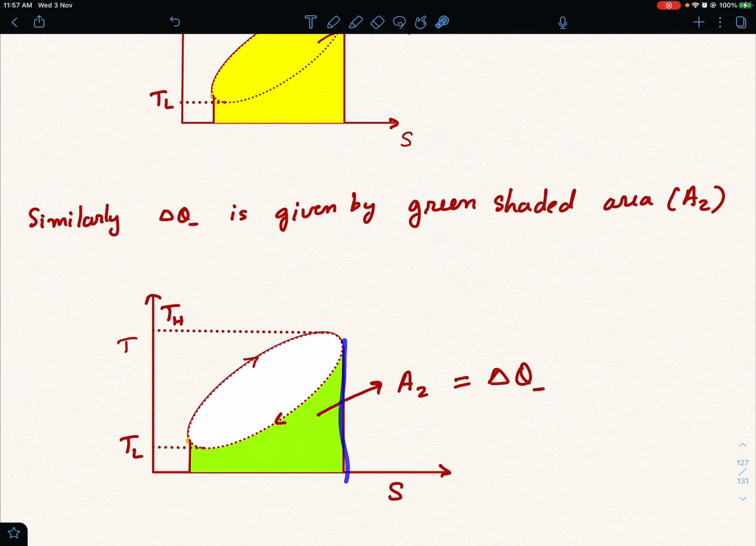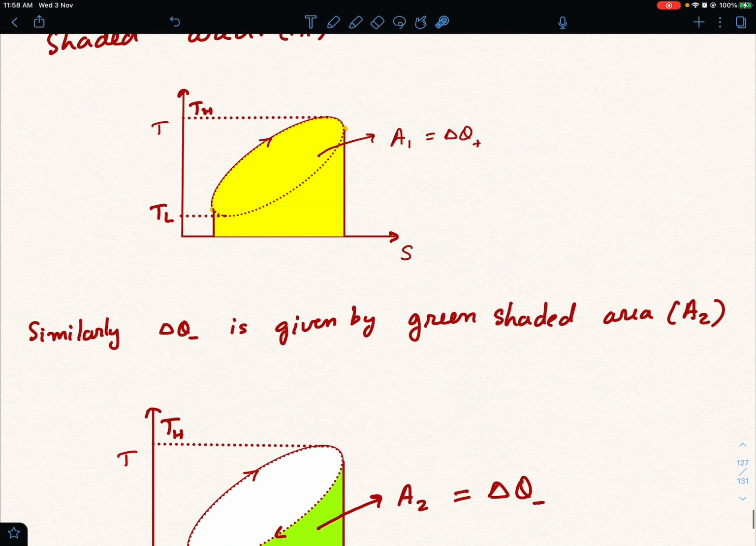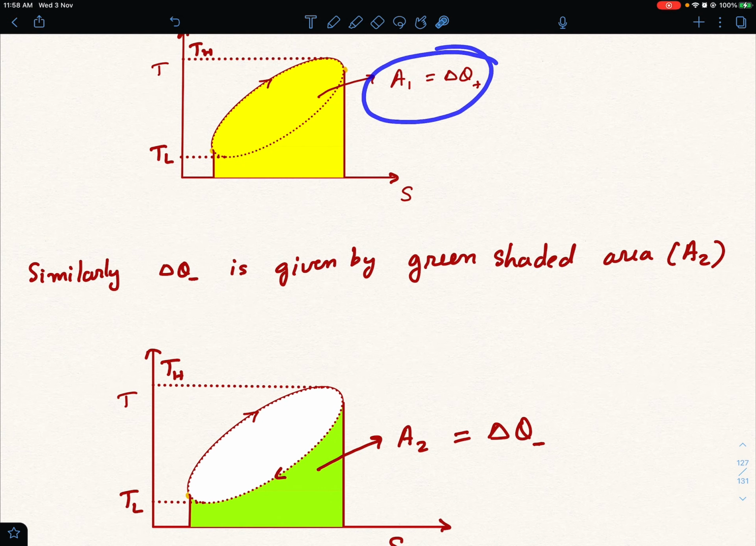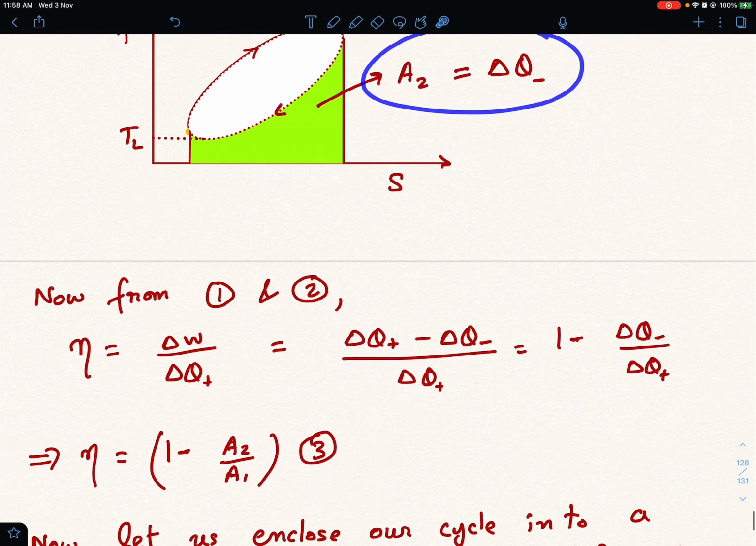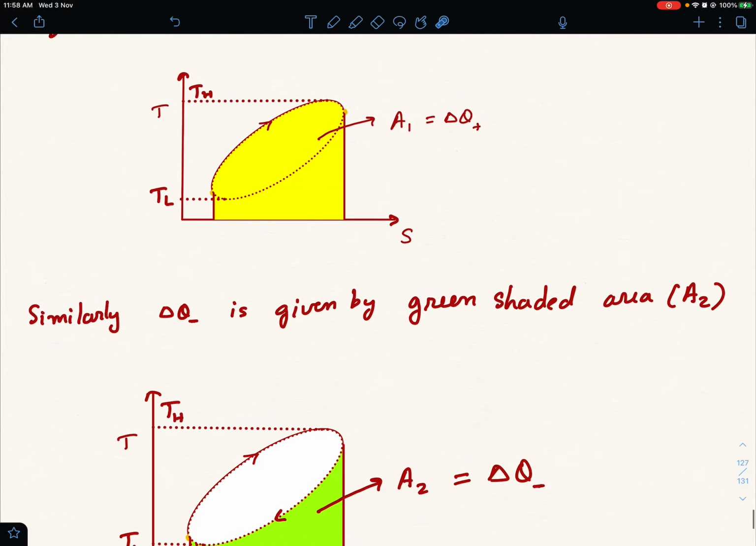Now similarly, how much heat is rejected by the system? You see again between the vertical tangents, this is the point of maximum entropy and this is the point of minimum entropy. From here to here heat is being rejected, right? So I have taken this area. This area's magnitude is the magnitude of heat rejected by the system, this green shaded area, right? So this is the positive heat supplied and this is the negative heat supplied.